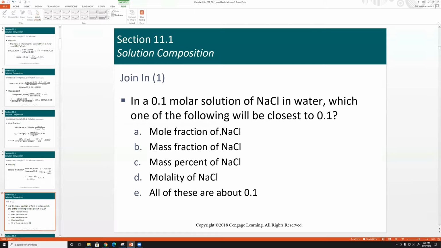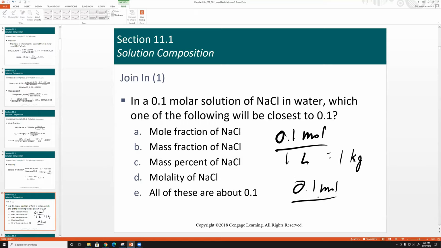So I mean, you can figure these out on your own, the mole fraction, mass fraction, but the molality, you're going to have 0.1 molar. That means 0.1 moles in 1 liter. Now, 1 liter of water is approximately equal to 1 kilogram because the density is about 1 gram per milliliter. So the moles will stay the same for the molality. And then the 1 liter is now 1 kilogram. So the molality will be very, very close. It'll be almost identical.